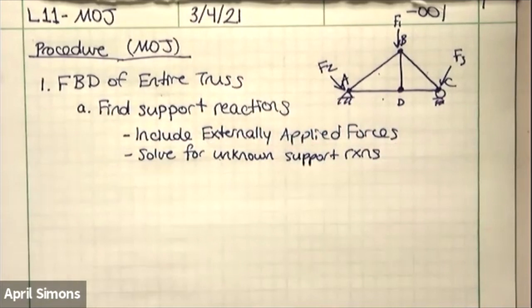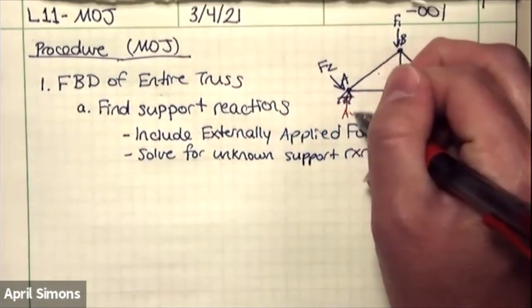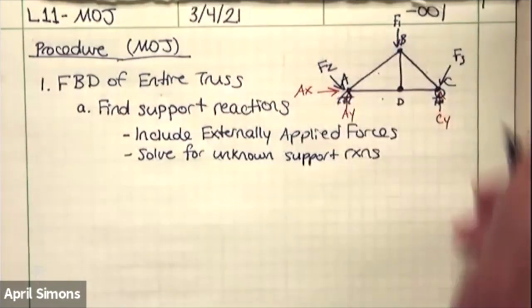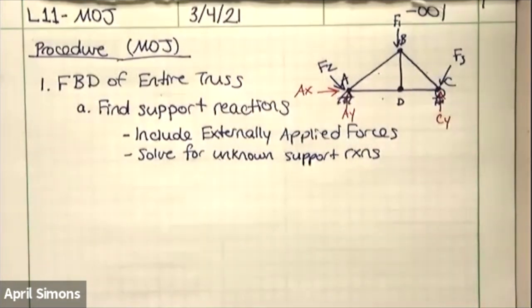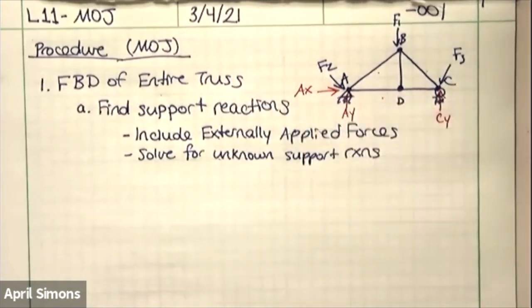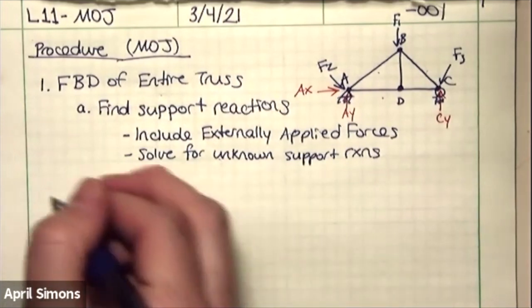In this case, we're going to have an X and a Y support reaction at A, and a Y support reaction at C. So our first big step is looking at the truss in its entirety, looking at those applied forces and using those to determine the support reactions. Once we have the support reactions, that's when we get into the true method of joints procedure.